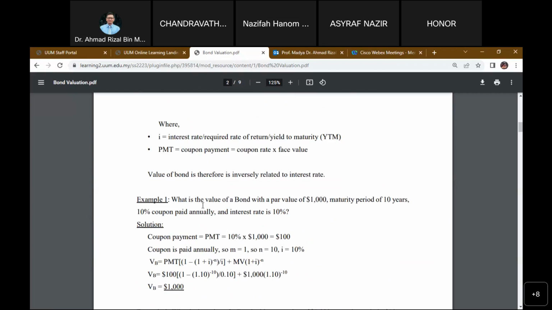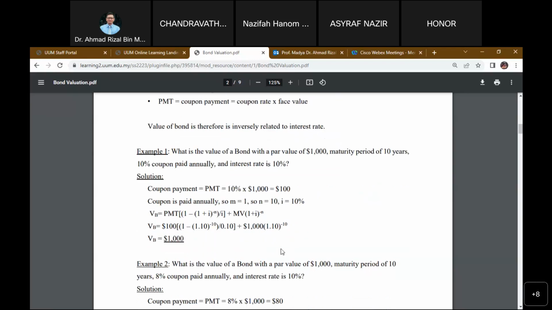What is the value of a bond with a standard par value of 1000, a maturity period of 10 years, a 10% coupon rate paid annually, and an interest rate of 10%? First and foremost, we calculate the coupon payment PMT, which is the coupon rate 10% times the par value 1,000. You will get $100. The coupon is paid annually, so utilizing the time value of money, N equals 10 and I equals 10%.